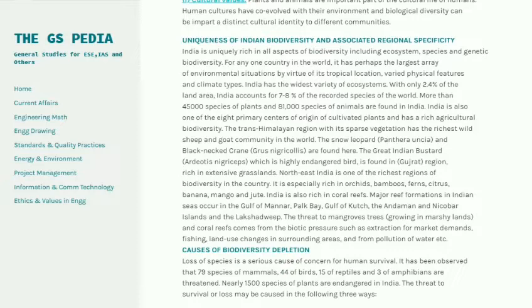The threat to mangrove trees growing in marshy lands and coral reefs comes from biotic pressure such as extraction for market demands, fishing, land use changes in surrounding areas, and from pollution.